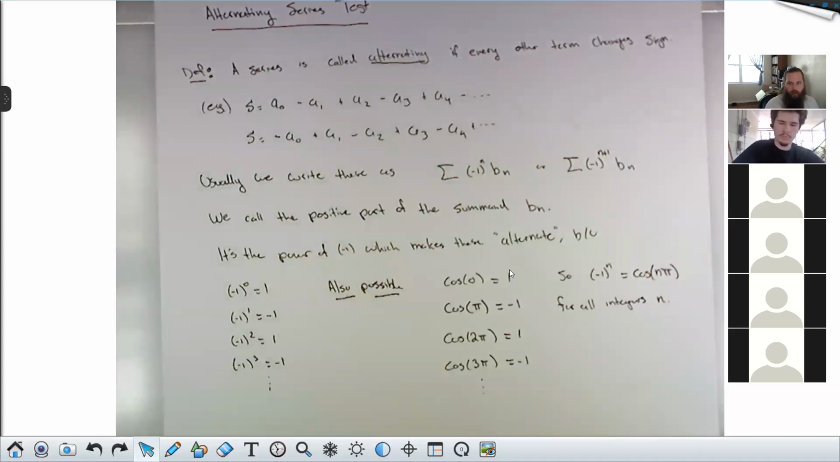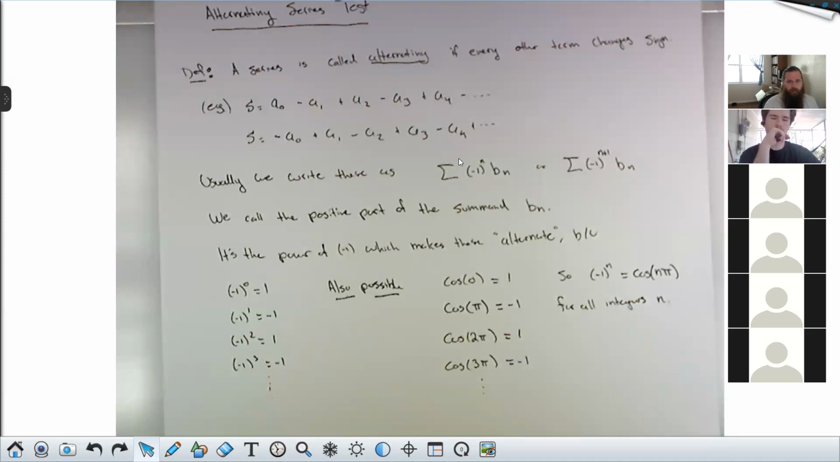Just something to be on the lookout for. So you don't always have a power of -1. You could have something like cos n pi. And there are sneaky ways to do this with the sine function as well. What's going on with the cosine function here is that every time we go up by pi, we're going from the left side of the unit circle to the right side, to the left side, to the right side. If you wanted to do this with sine, you'd have to go from the top to the bottom, to the top, to the bottom. That would require integer multiples of pi over 2, or odd integer multiples of pi over 2.